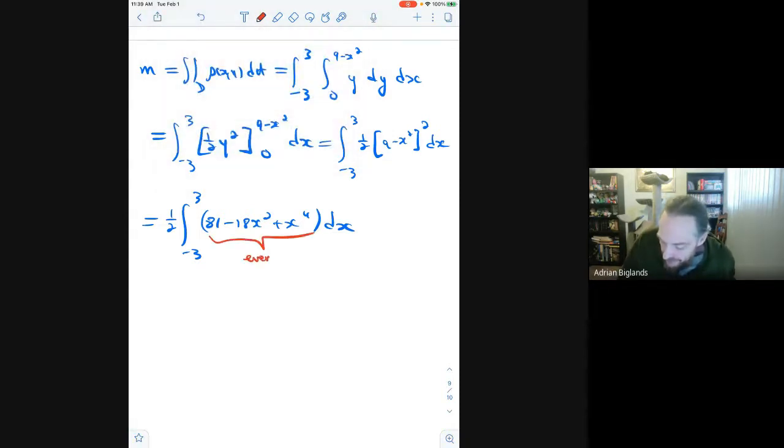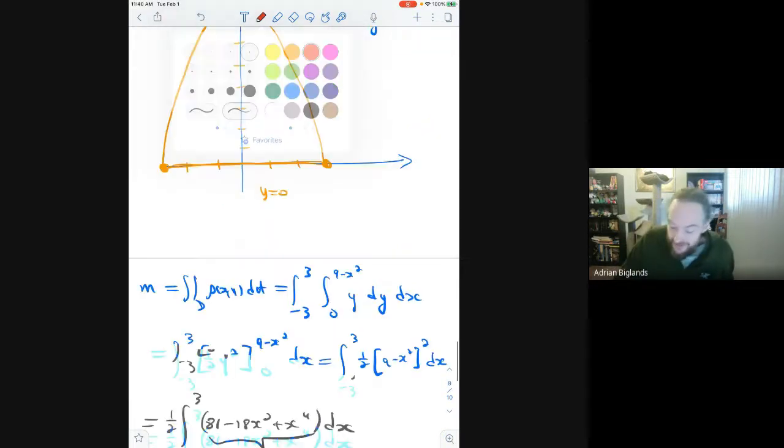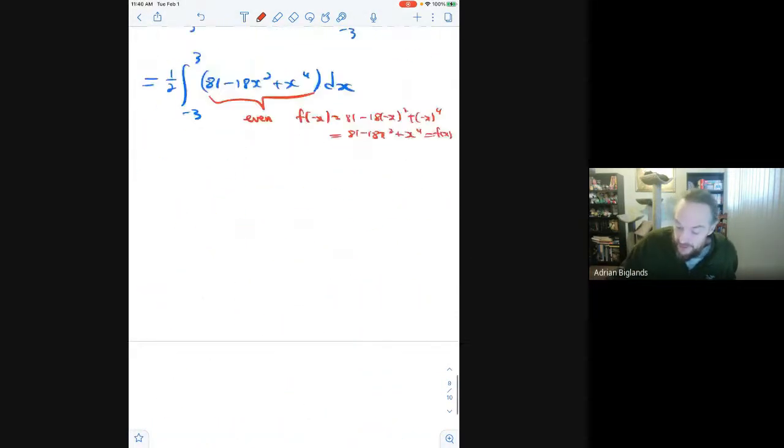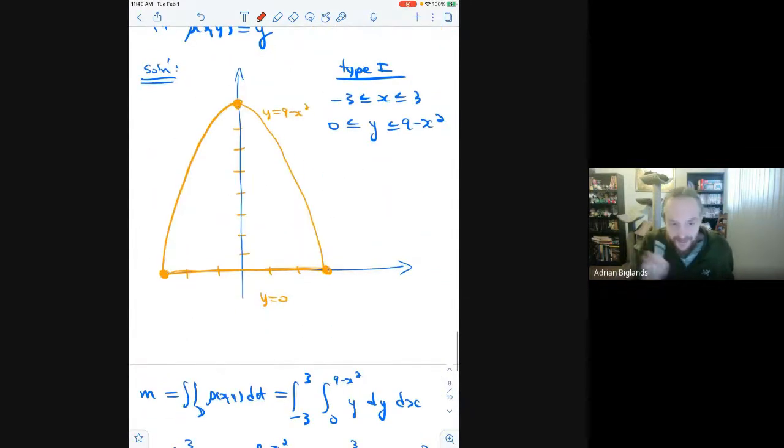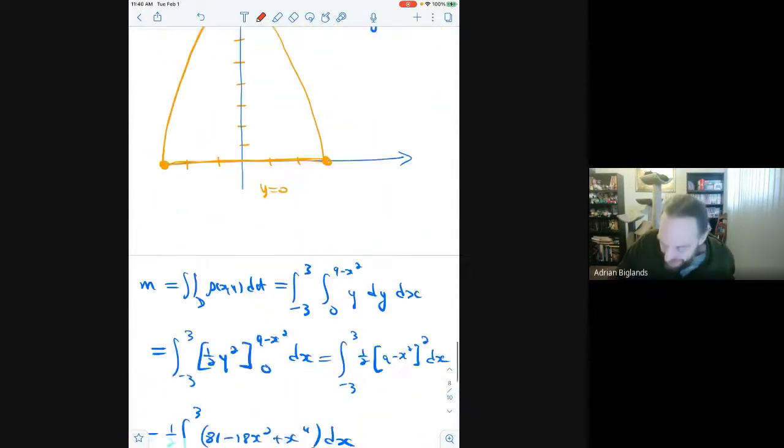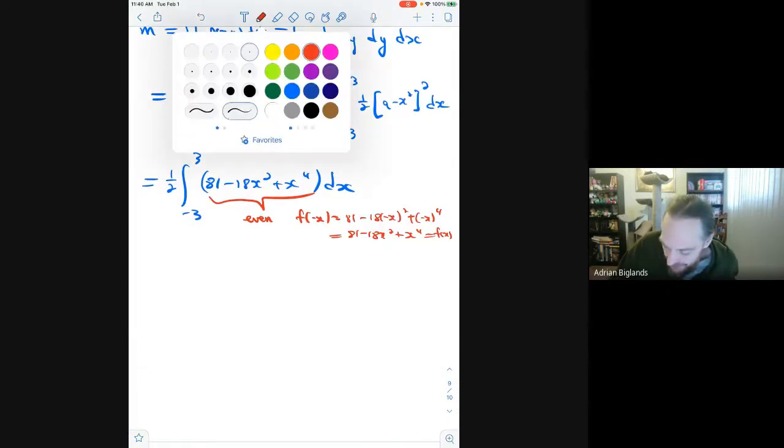Now I want to use a clever trick that you're supposed to remember from 115, but this is an even function. Replacing x with negative x gives 81 minus 18x squared plus x to the 4, which is f of x. So it's an even function. And that says, because it's an even function, same as the picture over here, it's not the same function, but because of this symmetry, I can say that this is 2 times the integral. I don't want to put negative 3 in there, so I'm just being lazy.